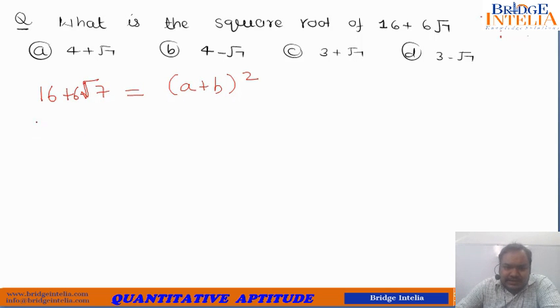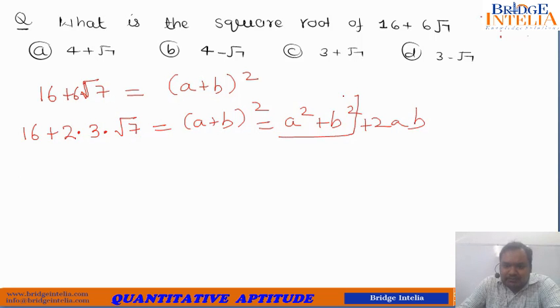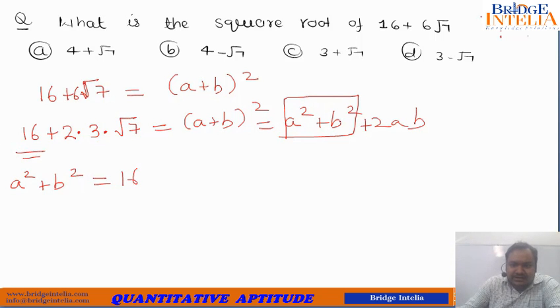It means that, or better still, we can rephrase this. So this is 16 plus 2 into 3 into root 7, which is actually equal to a plus b whole square. So we have to think of two numbers. If you expand this, it will come out to be a square plus b square plus 2ab. So if you see properly, a square plus b square is given to us as equal to 16. And ab, because this is playing the role of 2ab, you can conclude that ab is equal to 3 root 7.